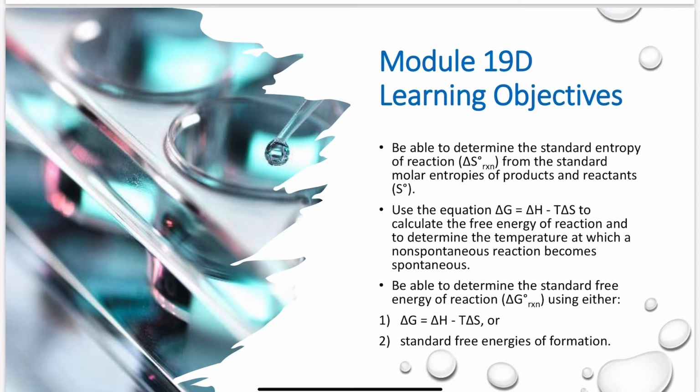Use your equation delta G equals delta H minus T delta S to be able to calculate your free energy, Gibbs free energy or G, of a reaction and determine the temperature at which a non-spontaneous reaction will become spontaneous. Be able to determine the standard free energy, or Gibbs free energy, of a reaction using either your delta G equals delta H minus T delta S equation or the standard free energies of formation.